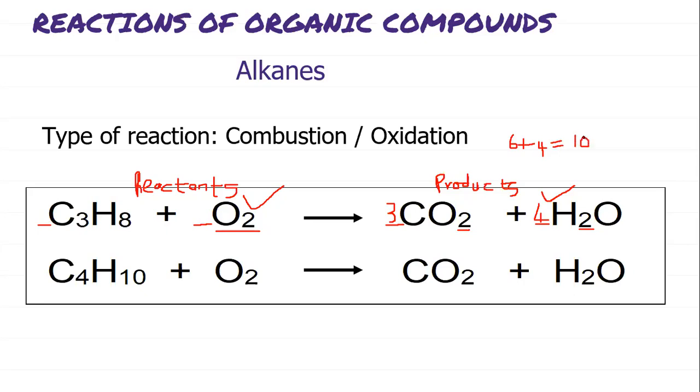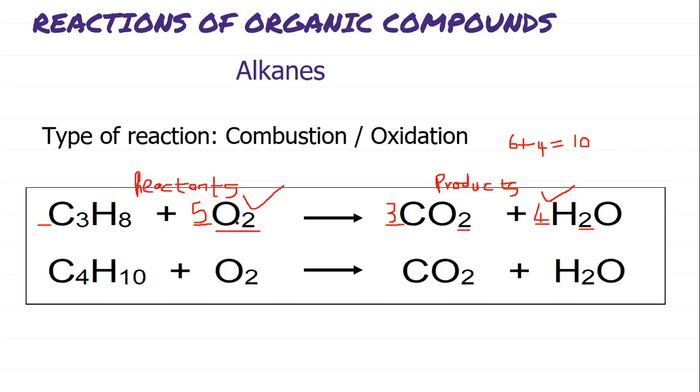Can you see what makes it different? Now I have to balance on the left-hand side. To make this 10, I have to put a 5 there. So if I put a 5, then I know that 5 multiplied by 2 is going to give me 10.